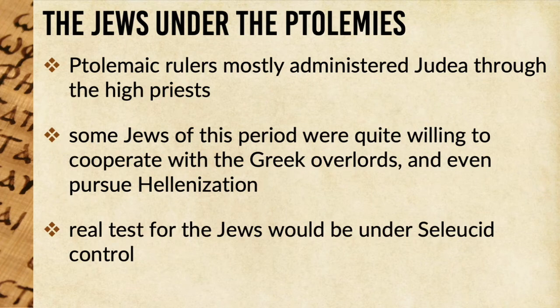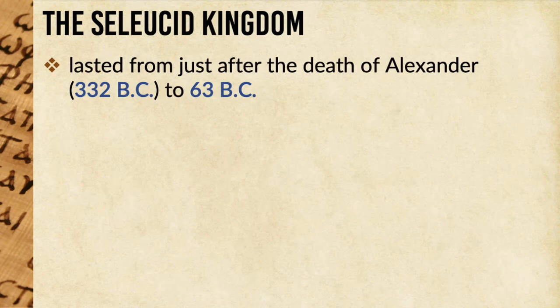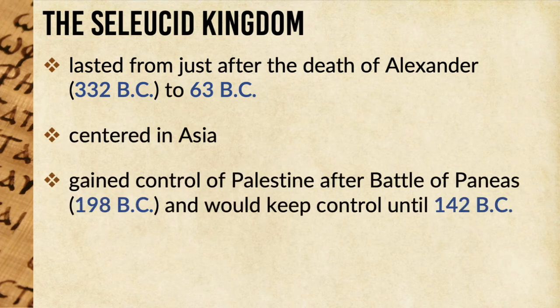So let's go ahead and talk about their time under the Seleucid kingdom. The Seleucid kingdom itself lasted from just after the death of Alexander until 63 BC. So we would peg the dates there, 332 to 63 BC. This kingdom is centered in Asia. They gained control of Palestine again, as we already discussed, after the Battle of Panaeus in 198, and they're going to keep control of Palestine until 142 BC. So the Jews are going to be under their rule for just over 50 years.